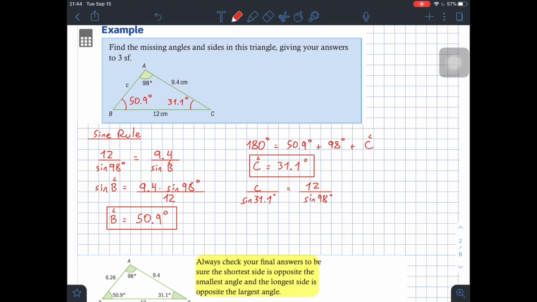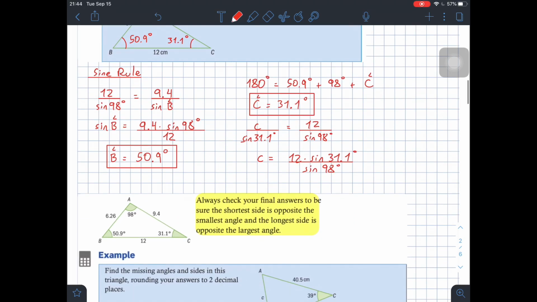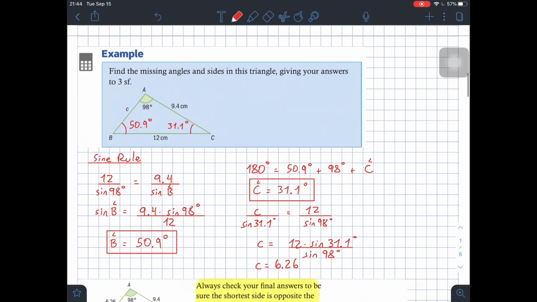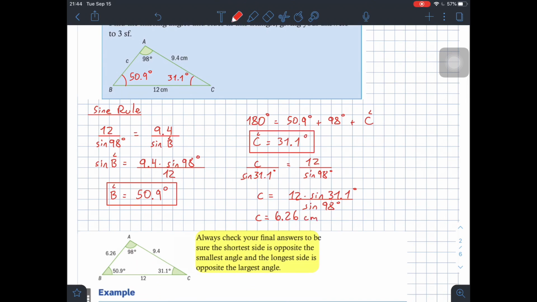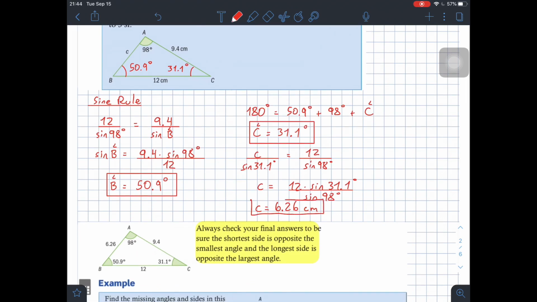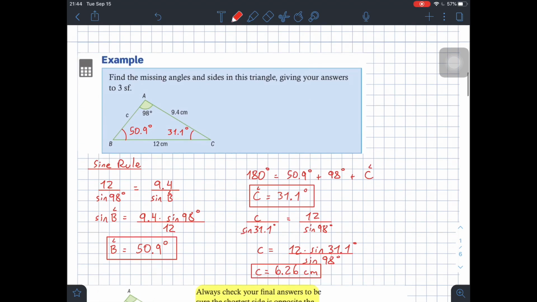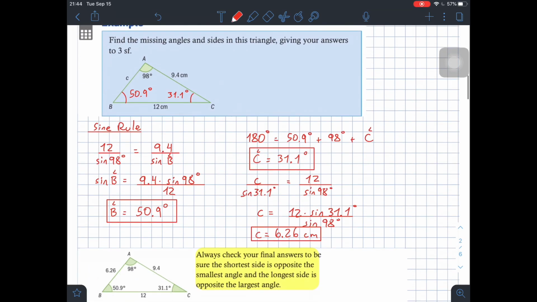So I solve this, and we get the value of C. In this case, C would be equal to 12 times sine of 31.1 degrees, all of this being divided by sine of 98 degrees. So we solve this, and we'll get the value of C, which would be equal to 6.26. We're talking about centimeters in this case. So there you go, we solved the whole triangle. Solving the whole triangle implies finding all the missing sides and angles of the triangle. So we solved this complete triangle using the sine rule only.